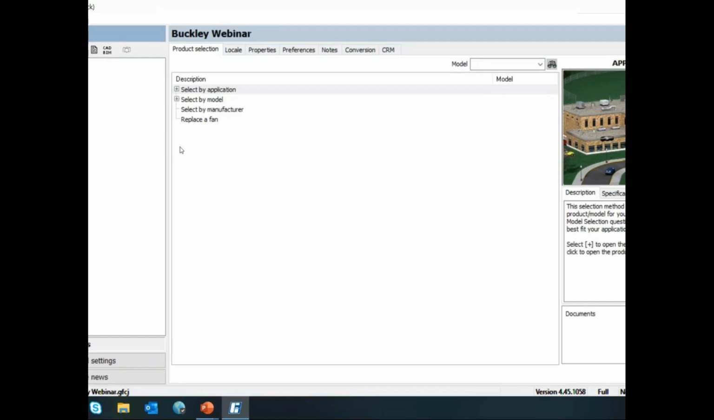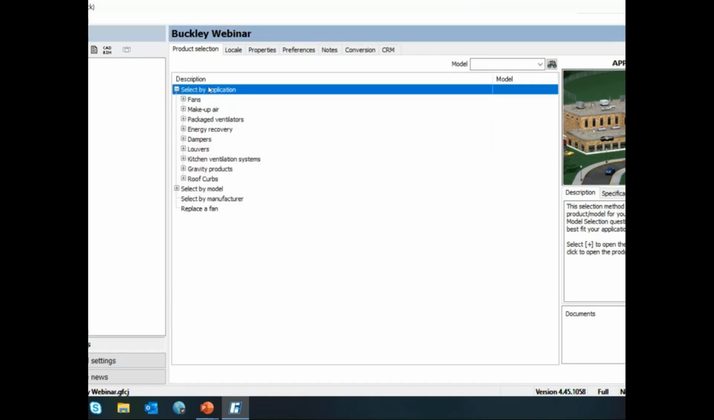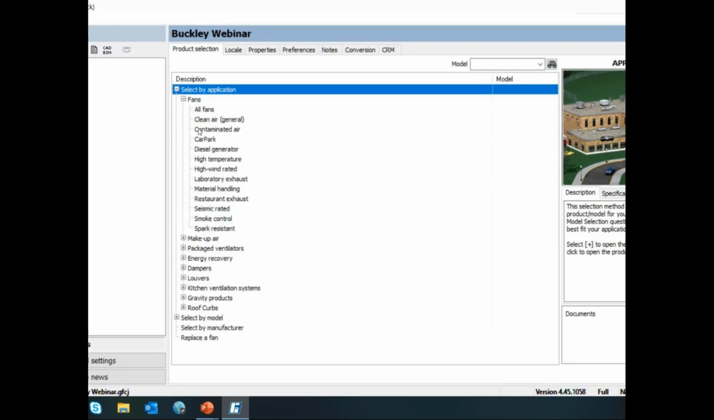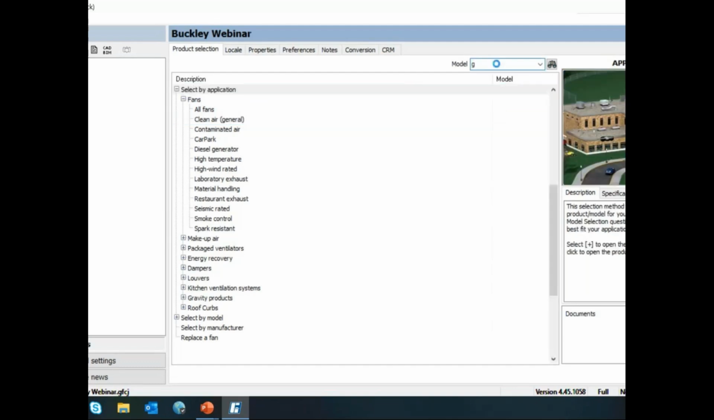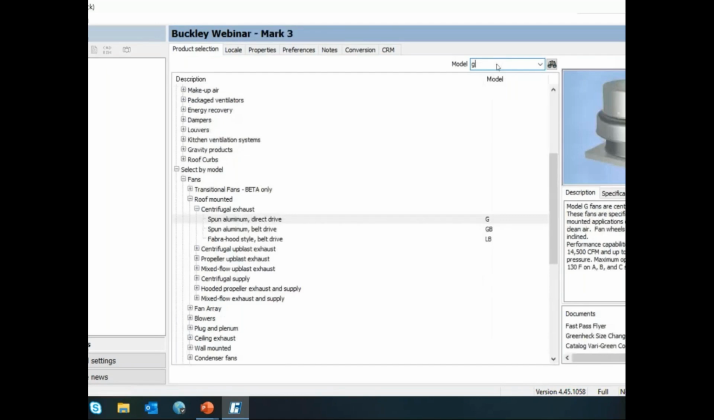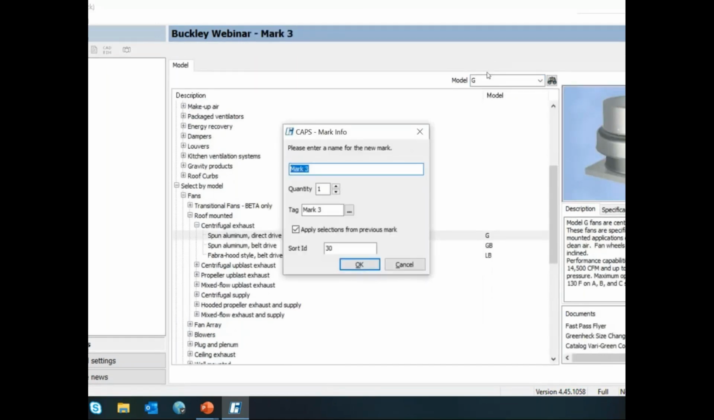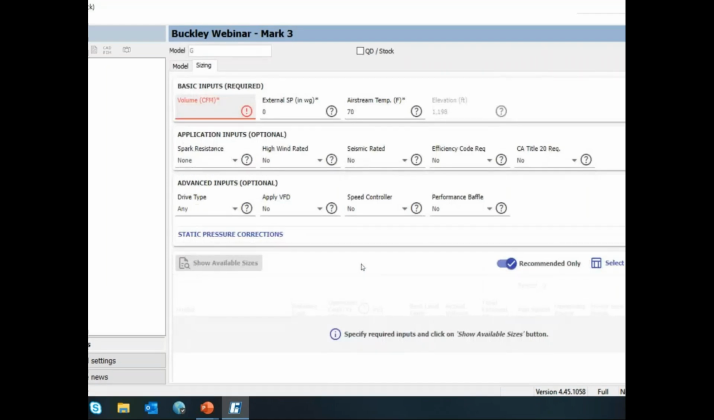Here's our CAPS program. There, I can select by model. I can go through these trees to get to them. And this might be where, to help you out a little bit, if you do use full-blown CAPS, you can go to applications, fans, clean air, or I can have it lead me there. I myself am going to go here and shortcut it for time's sake. I want a G fan.